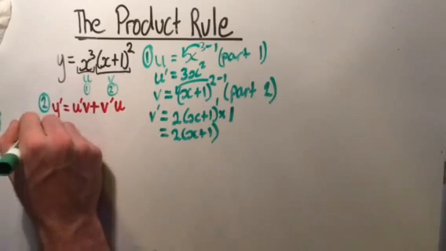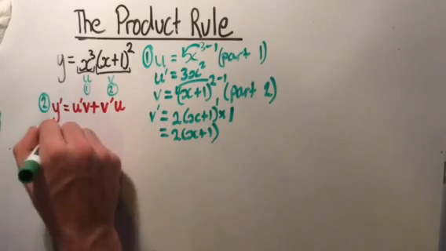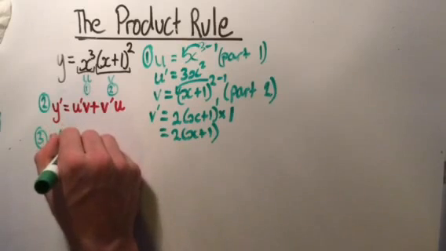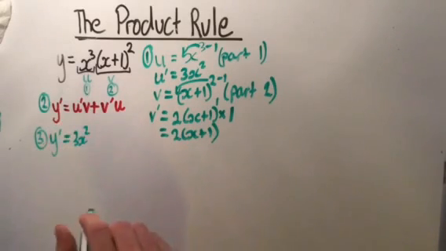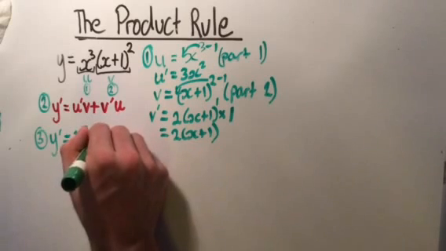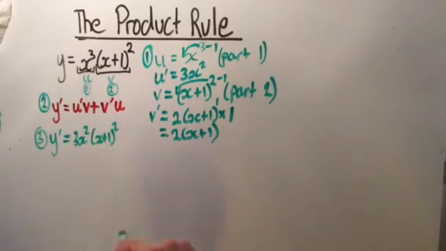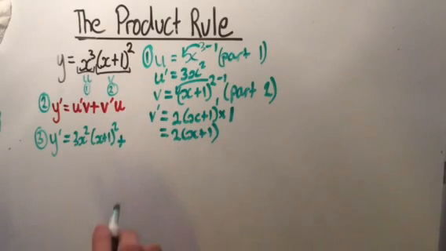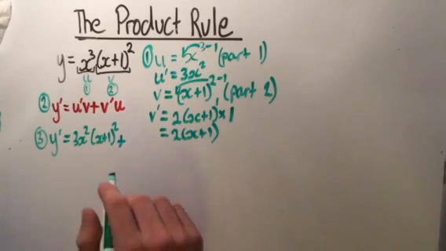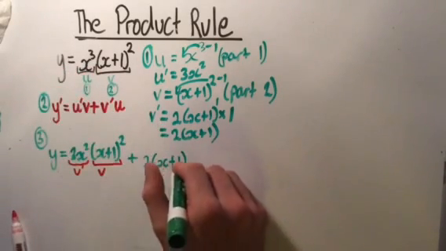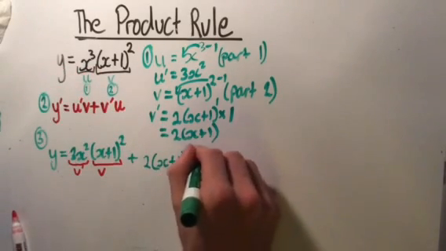So let's insert these into this equation. So number 3 is we're going to fill it in. So y dash equals, what's u dash? Well, it was 3x squared times v, which is just (x plus 1) squared, plus v dash, which is 2(x plus 1), times u, which is just x cubed.